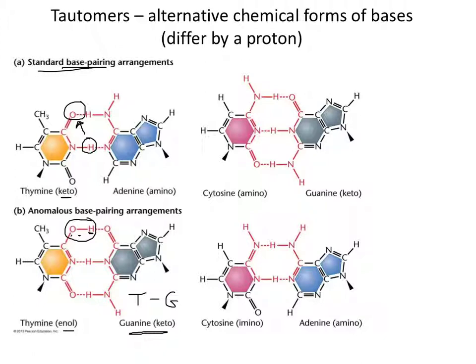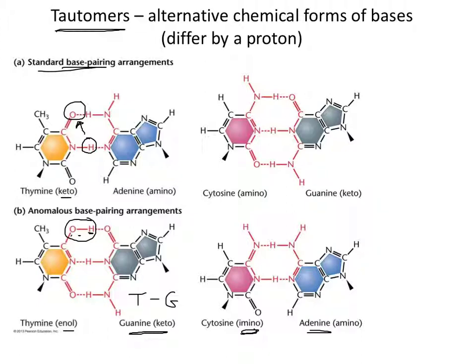Similarly, when cytosine is found in the somewhat unusual, but still naturally occurring, amino form, it can base pair not with guanine, but with adenine, as shown on the right. The adenine is shown in the amino form. It's also a somewhat rare form. Sorry, no, it's the standard form. It's correct, pardon me there. But anyway, these alternative forms, or tautomers, as they're more correctly known, can result in non-standard base pairing.